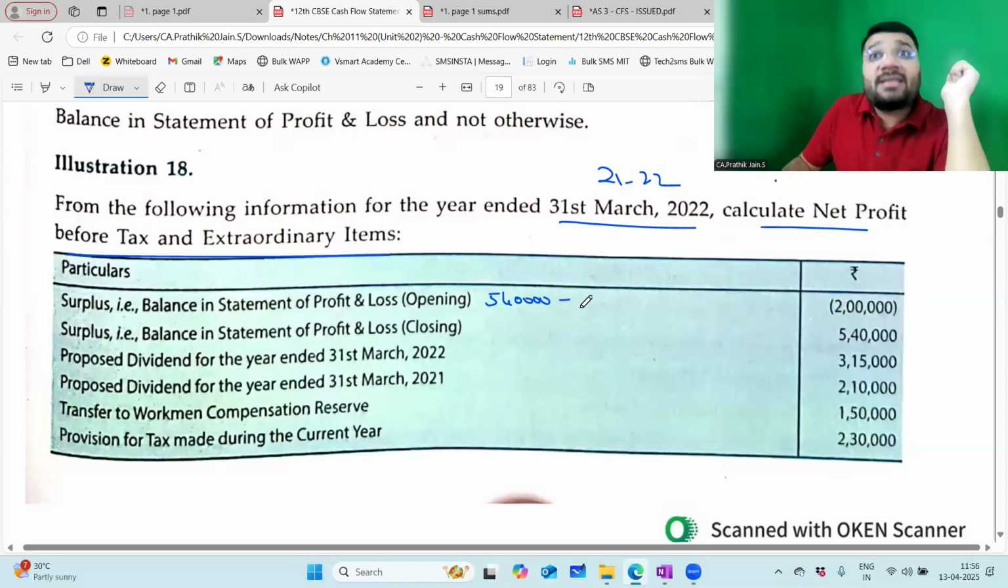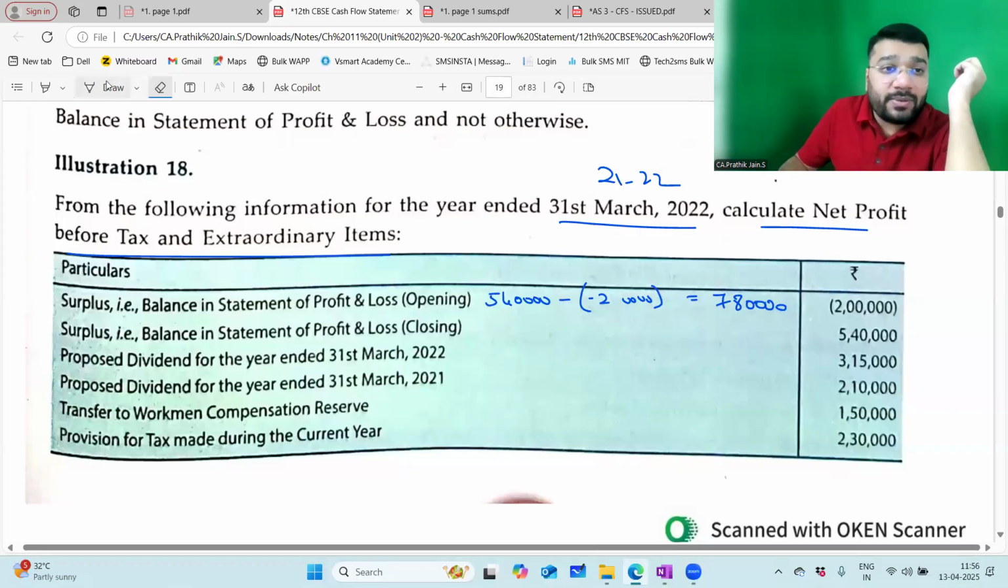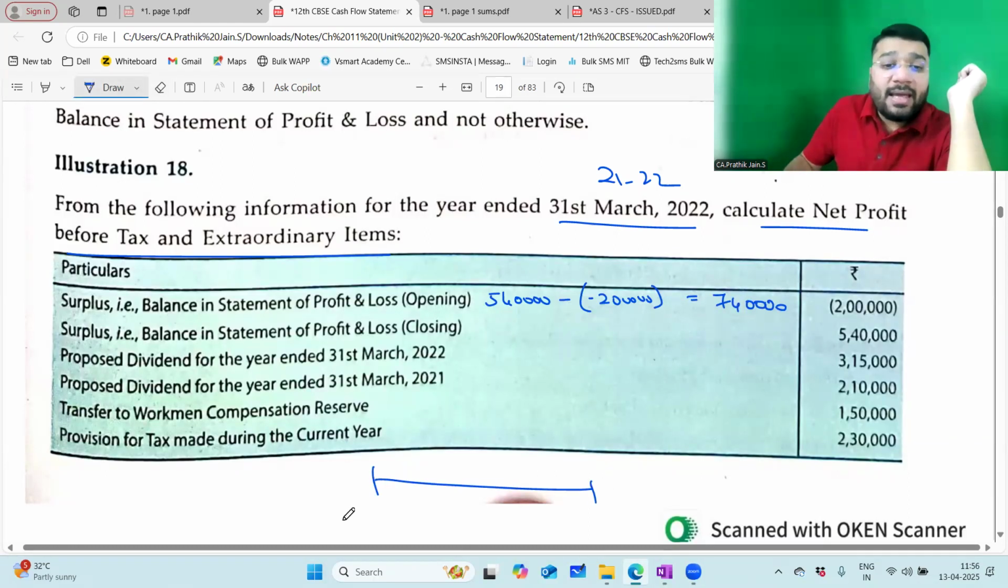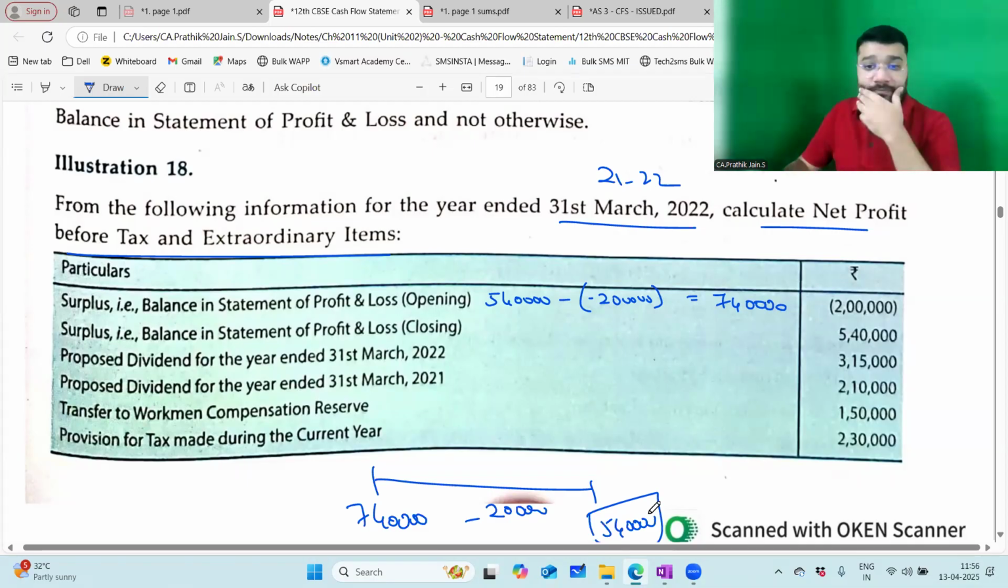5,40,000 minus of minus 2,40,000. So it becomes 7,80,000. Sorry, it is 2 lakh rupees, not 240. So 7,40,000 rupees. Means in the beginning of the year, I actually had a profit of 7,40,000 rupees. During the year, you made a loss, and loss reduces my profit. So how much is the loss? 2 lakh was the loss. So by the time I came to the end of the year, my profit became 540. Because of the loss, my accumulated profit got reduced.